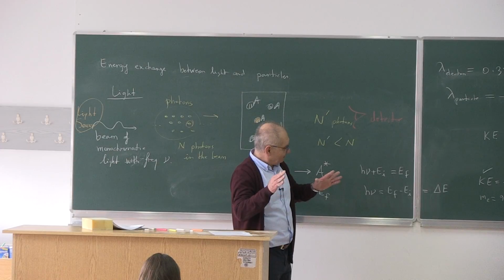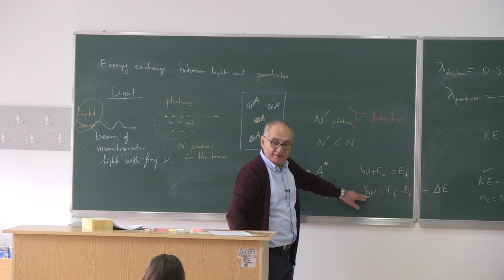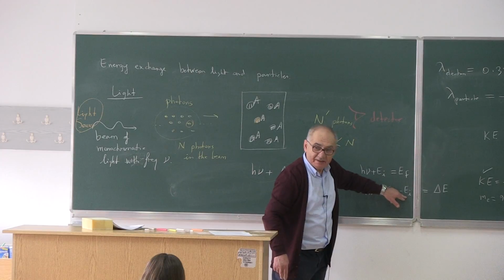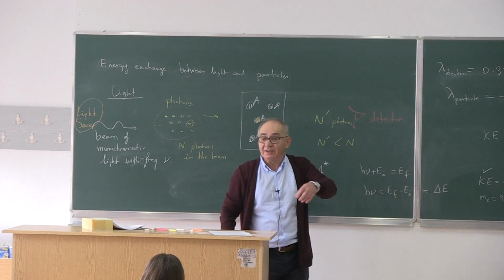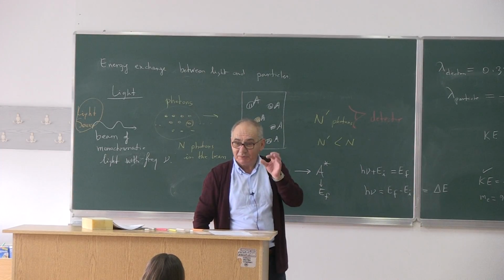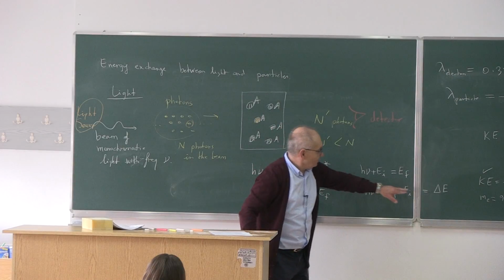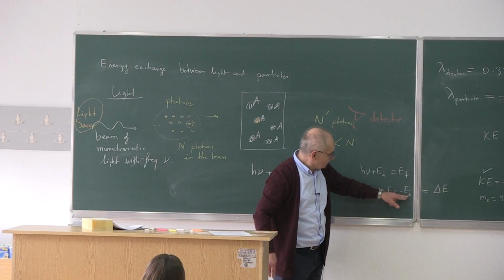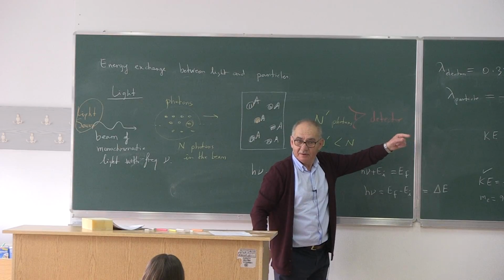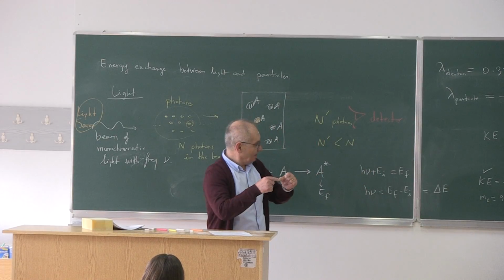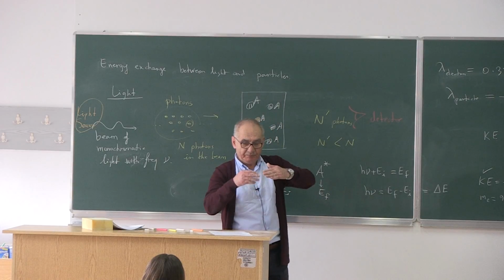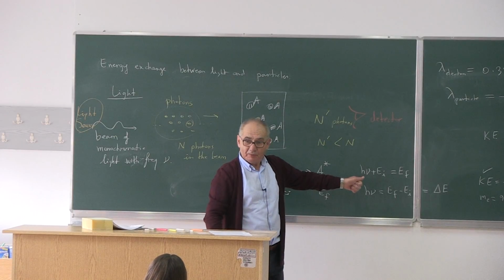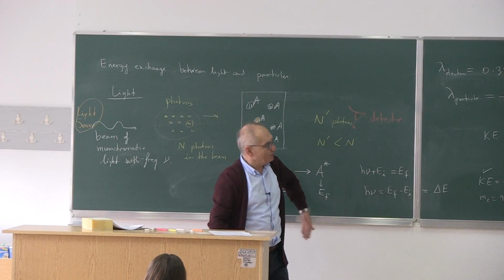Please remember this fact. The left side, h times nu, is about the photon, about light. The right side, E final minus E initial, or delta E, is not about light. What is it about? About the particle. Don't forget this. To know delta E, we have to know the initial energy and final energy of the particle. Only if the photon energy is the same as E final minus E initial for the particle, only then will the photon be absorbed. Otherwise, it's not going to be absorbed. It will just go through.